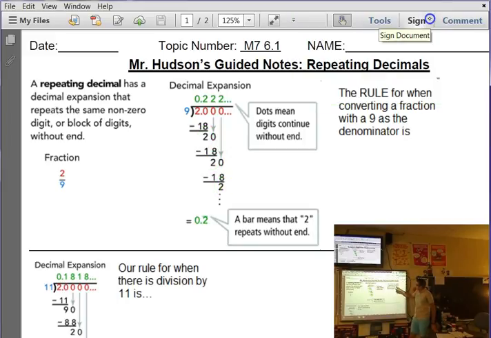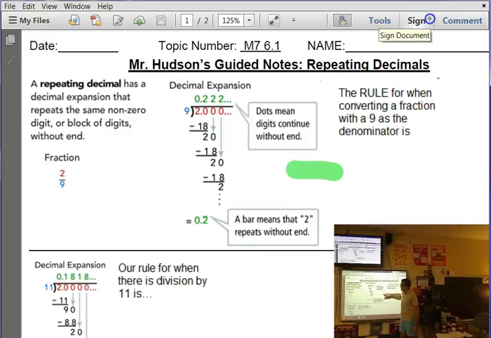But we have a rule for converting a fraction with a denominator of 9. And sometimes we use rules to make our life easier. Not that I just want you memorizing things, but mathematicians create rules or theorems to solve problems more quickly. Anytime we divide by 9, we can use this specific rule.